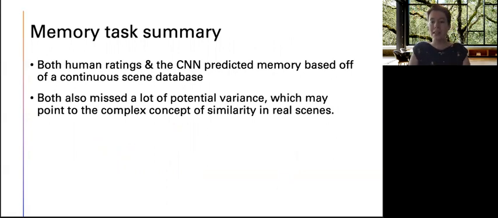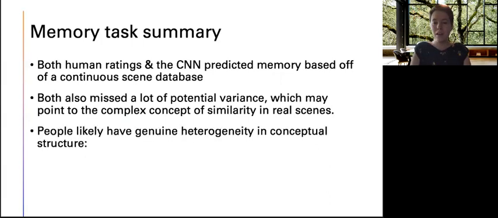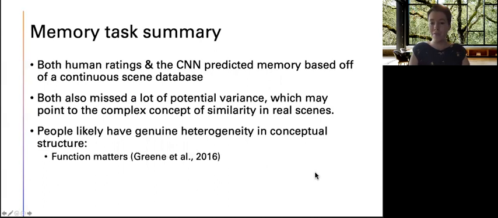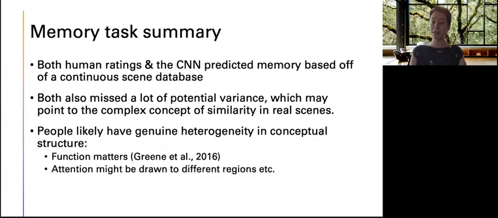However, both humans and the CNN missed a lot of potential variance, which may point to the complex concept of similarity in real scenes, even for these relatively continuous changes to similar scenes. For instance, people likely have genuine heterogeneity in conceptual structures. Some people might rely more on function, which seems to be what drives scene categorization. Alternatively, people's attention might be drawn to different regions based off of their prior history with certain scenes, and so on and so forth.